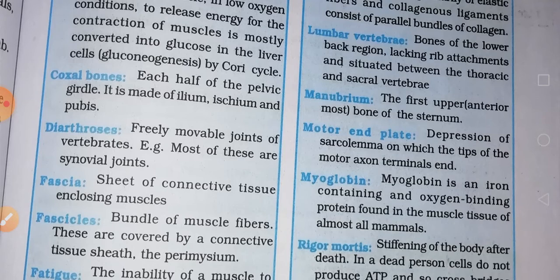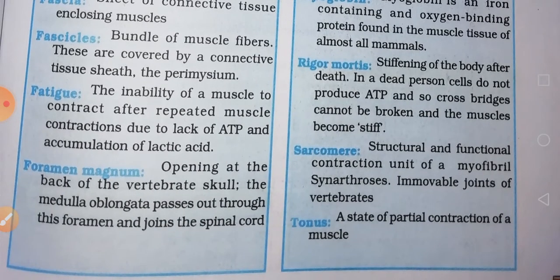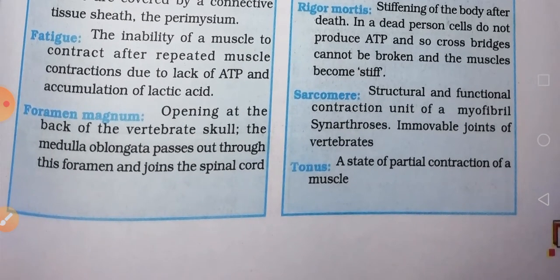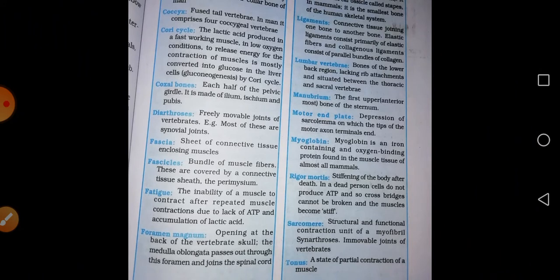Motor end plate, the depression of the sarcolemma on which the tips of the motor axon terminate. This is not that much. Next, tonus: the state of partial contraction of the muscle. These are some of the 2-mark important questions. You have to go through this terminology. If you know the terminology, when you are reading the questions and answers you can understand easily. That is the reason I provide this content for our people.